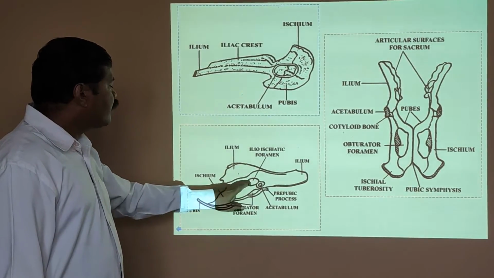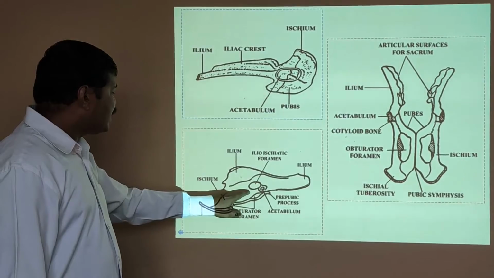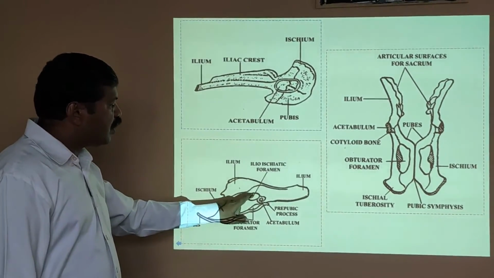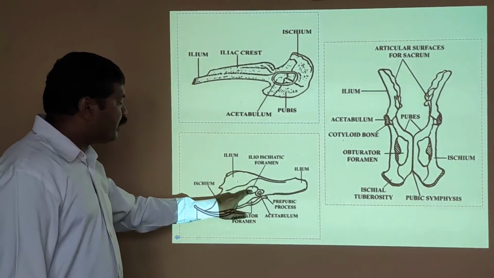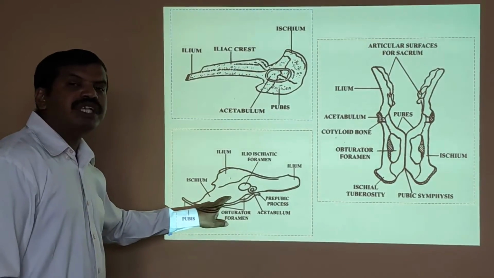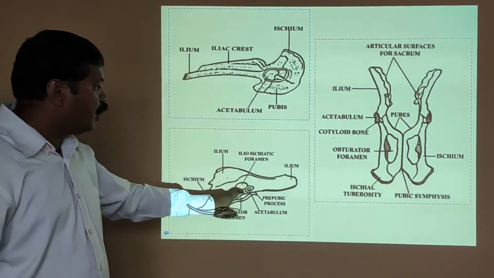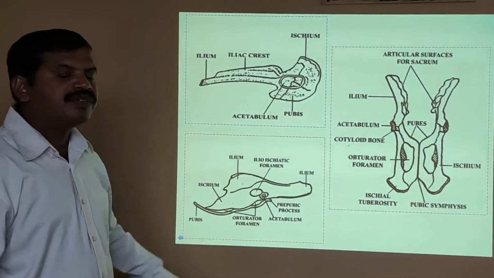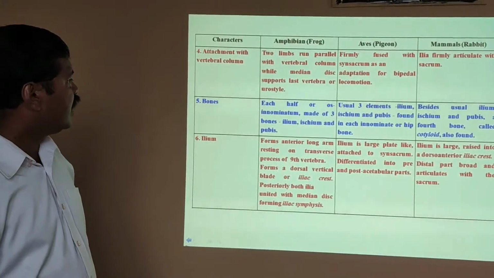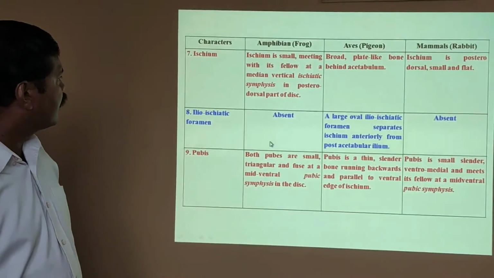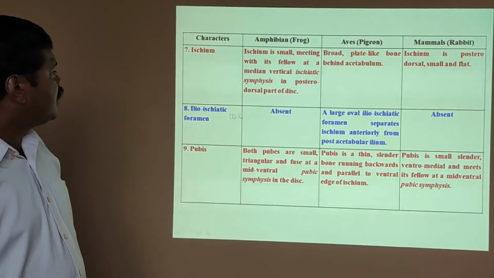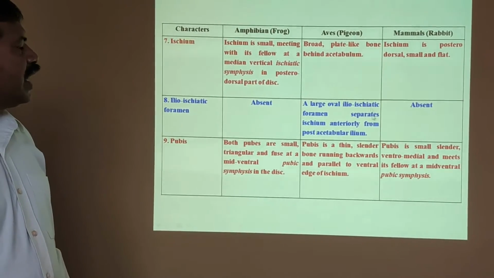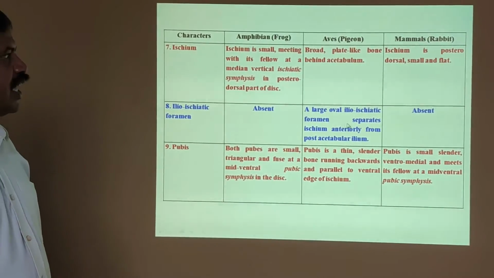So it always separates the ileum from the ischium. The ilioischiatic foramen is the portion that separates the ileum from the ischium. Okay, it's a small opening, what is called the ilioischiatic foramen. It separates the ileum from the ischium. Right. So this ilioischiatic foramen is present only in case of Aves, that is the pigeon, whereas it is absent in case of frog as well as rabbit.